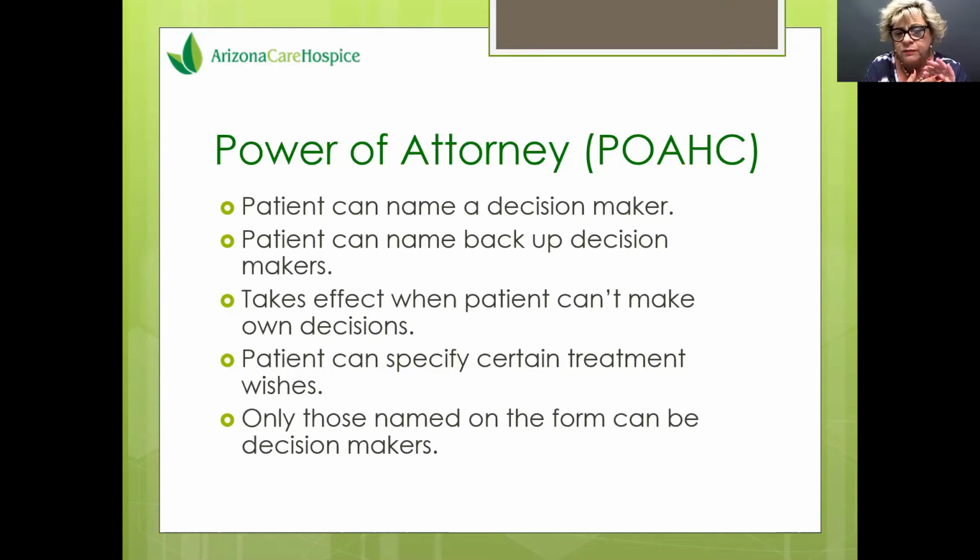So, for example, we have one patient now whose husband is the medical power of attorney, but in the event that he can't make decisions, she has one of her daughters as the backup. And remember, it takes effect only when you can't make those decisions, and you must specify the certain treatments that you want them to make. And only those people listed on the form are the ones that can do that.